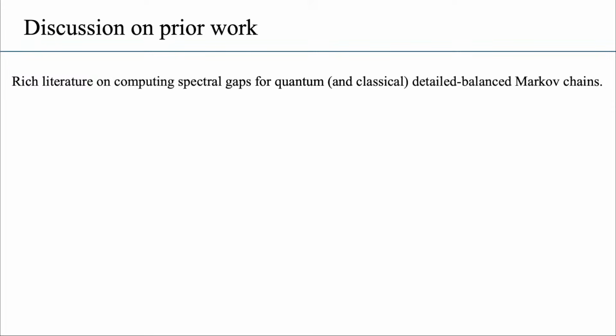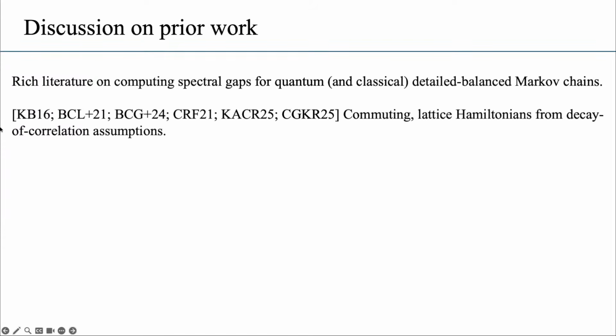Good. So there's a rich and maturing literature on computing spectral gaps for detailed balanced quantum Markov chains, and I wanted to survey a little bit of it. Starting with this very nice work by Michael Castoriano and Fernando Brandão in 2016, there's been a rich literature studying mixing times for commuting lattice Hamiltonians, and broadly those are based on decay of correlation assumptions.